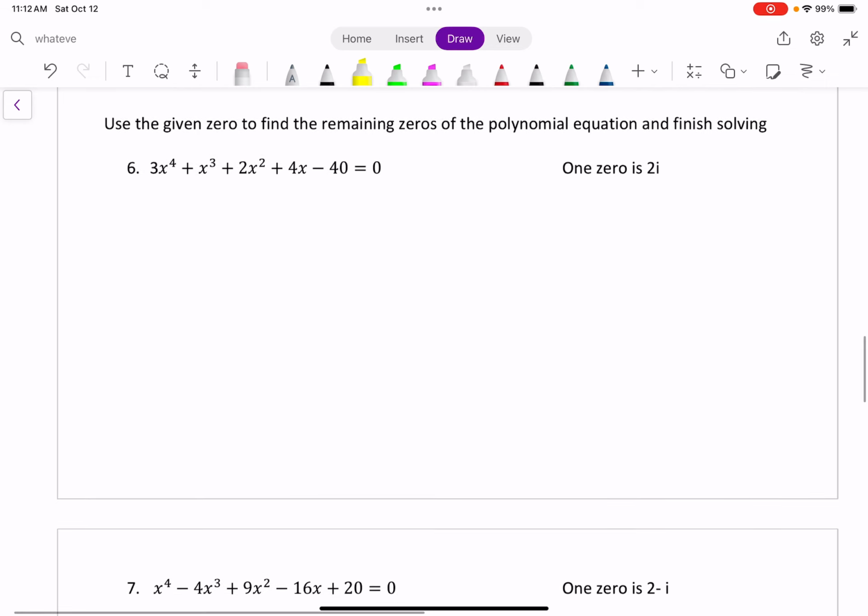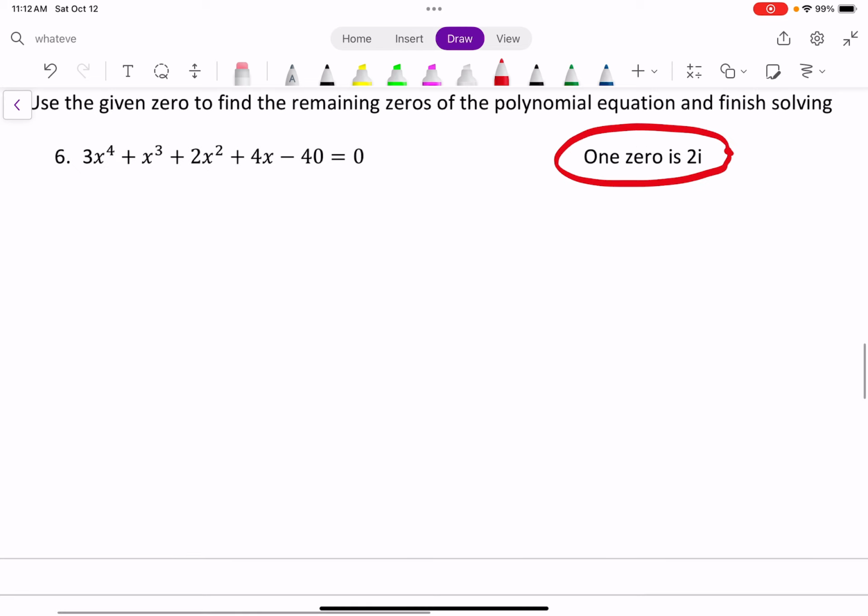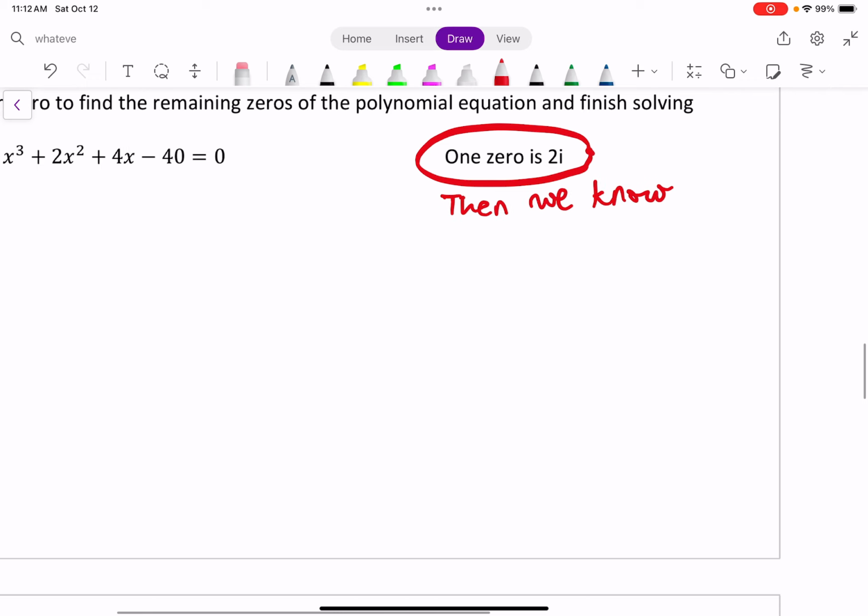So the last few questions here are giving us a zero and are asking us to find the remaining zeros. We did this problem in the last section, but the one zero we were given was real. Here, this time, the zeros I'm giving you are imaginary. So because we do know one imaginary solution, then for sure we know that its complex conjugate, negative 2i, is also a solution.